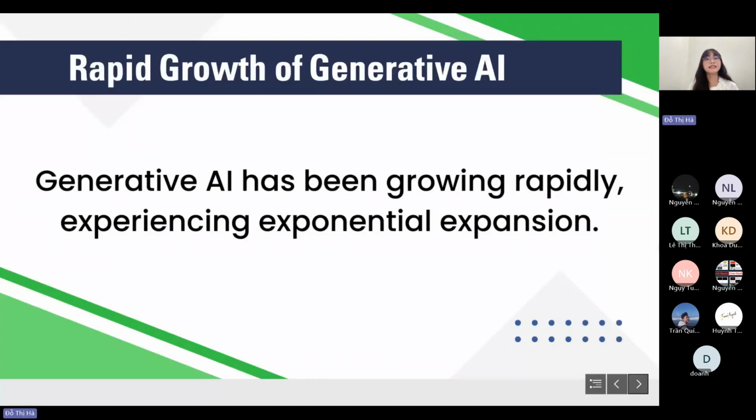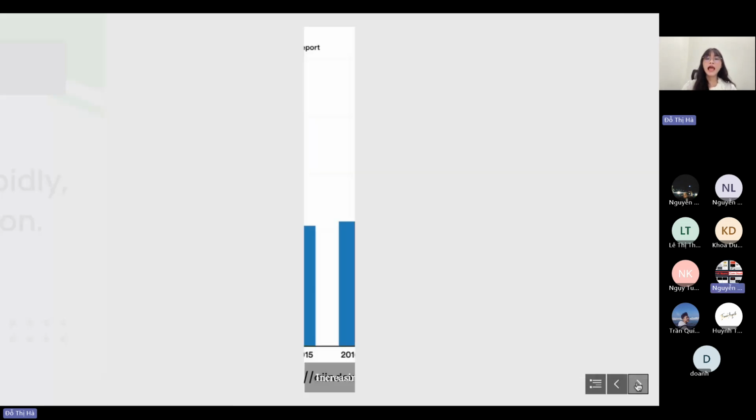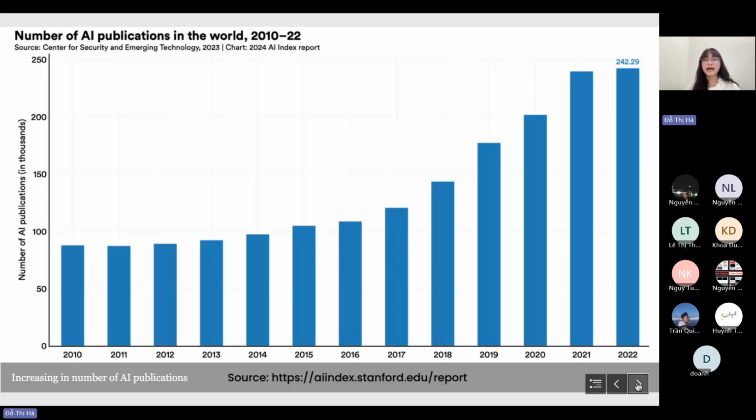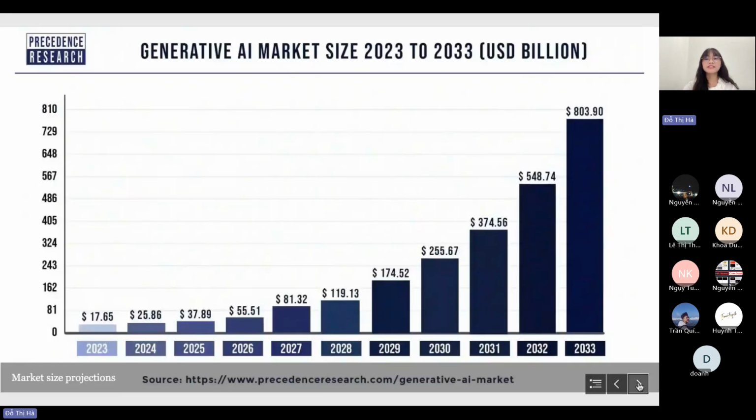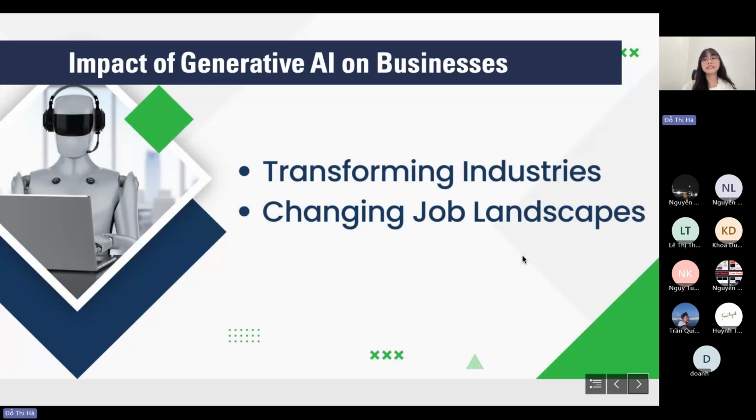So this technology is not just growing, it's booming, with exponential increases in AI publications, business adoption, and market size projections. Let's explore how this transformative technology impacts business operations and the job market.